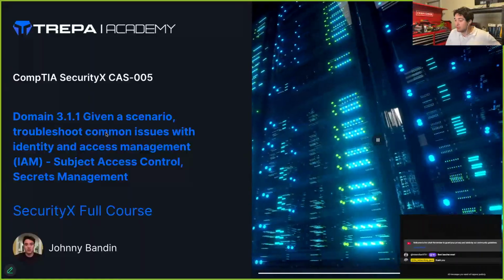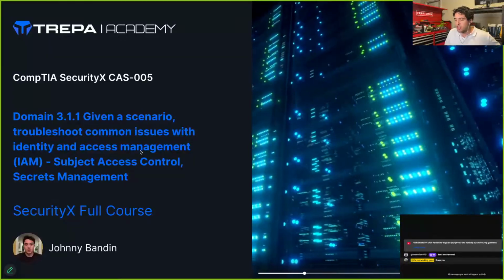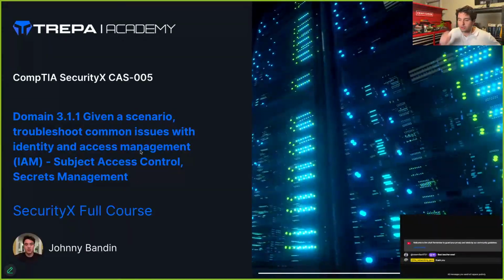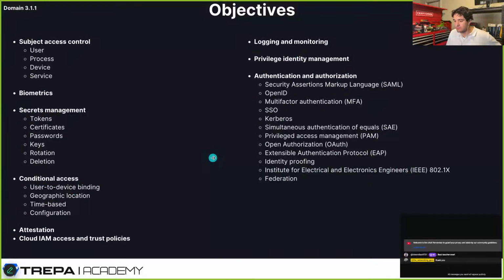All right, domain 3.1.1. Given a scenario, troubleshoot common issues with identity and access management, IAM. We're going to go over subject access control and secrets management. So here is everything we're going to go over in this slide deck, everything in red.